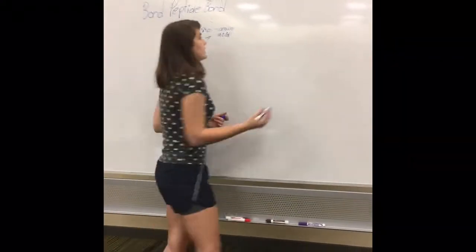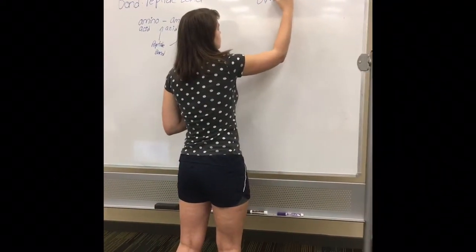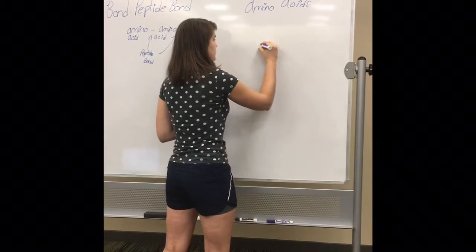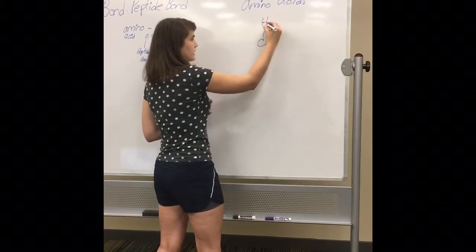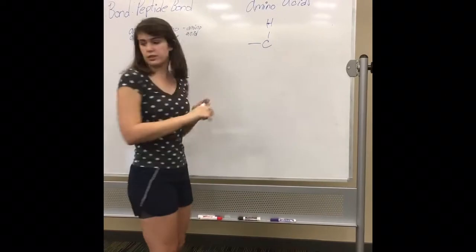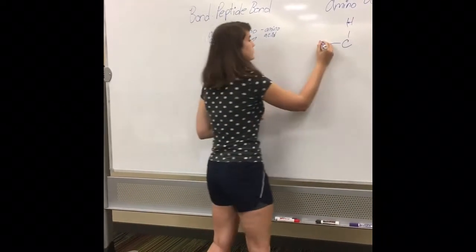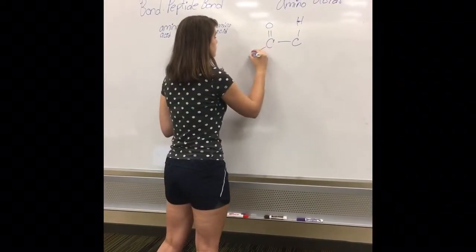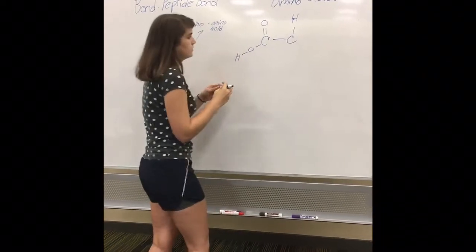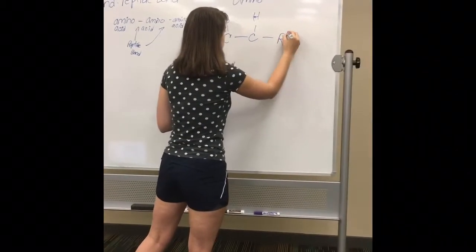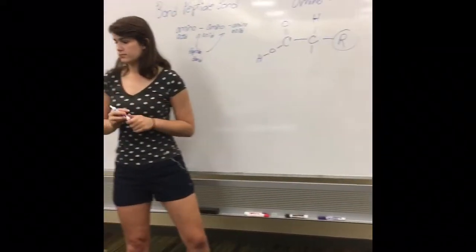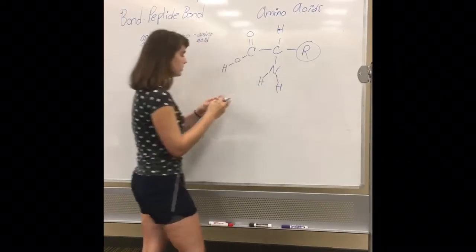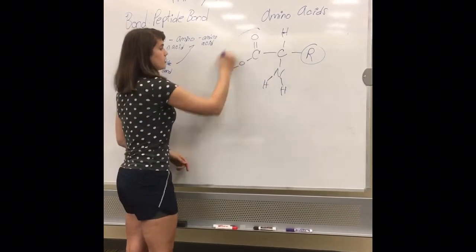The first thing we have to talk about is what the amino acid looks like. Amino acids basically look like this. They all have one singular hydrogen connected with a carboxyl group, which looks like this: you have the double bonded oxygen. So each amino acid always has the carboxyl group.